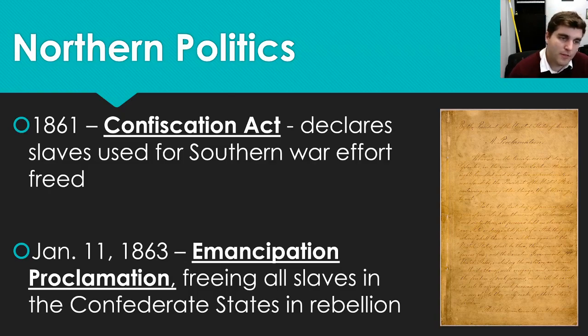He follows up on this by issuing the Emancipation Proclamation on July 11th of 1863, which freed all slaves in the Confederate States in rebellion. So basically, we think of the Emancipation Proclamation as outlawing slavery, when in actuality it is freeing all the slaves in these Confederate states, in these states in rebellion.